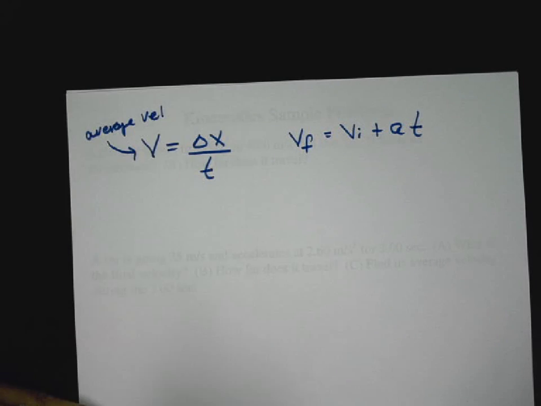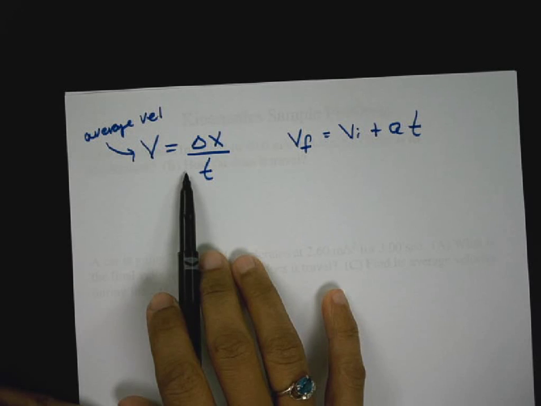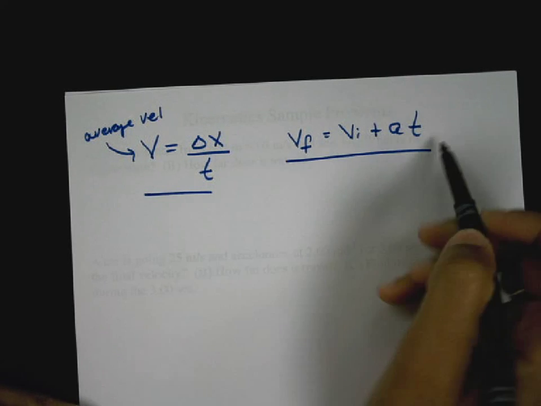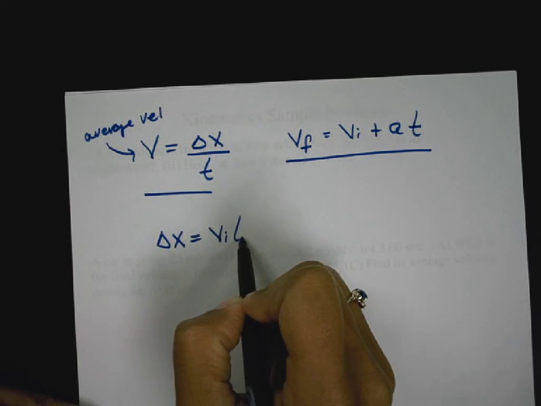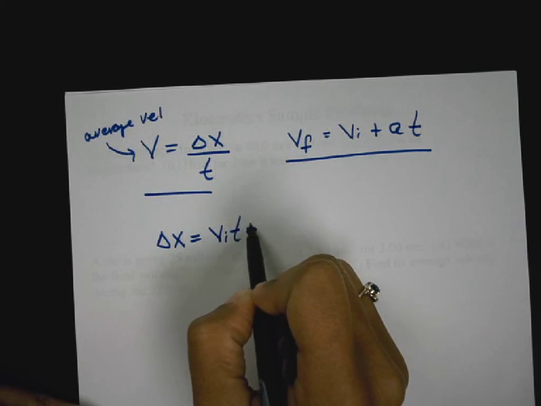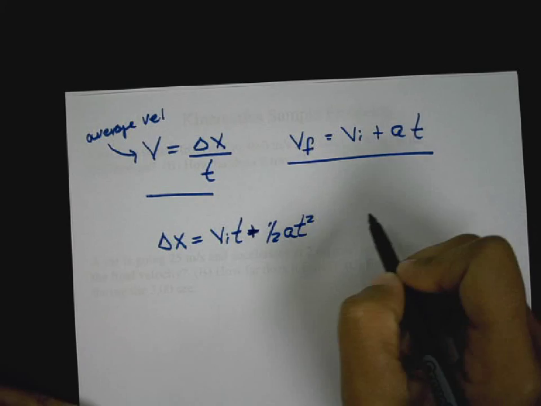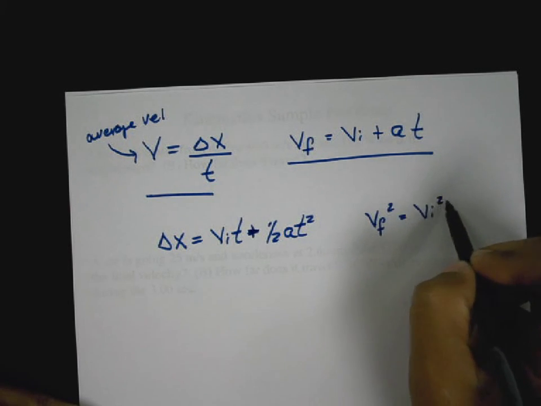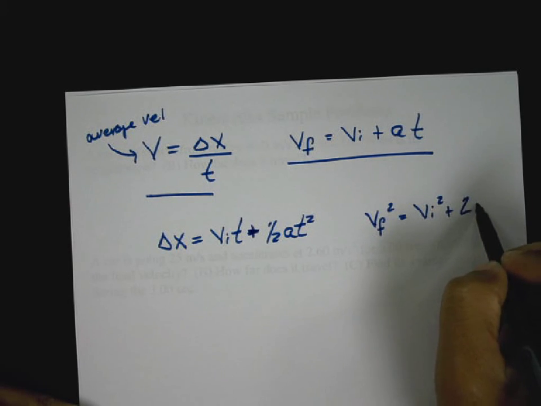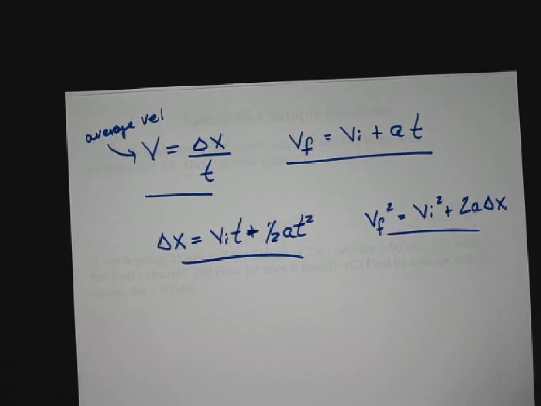A-V-E-R-A-G-E, average velocity. Okay, this is initial, this is final velocity, so these are different. In this, the velocity is changing. In this one, the velocity isn't changing. So I have this equation, I have this equation. I have the displacement in acceleration is equal to initial velocity times the time plus 1/2 acceleration times the time squared. And last, I have the final velocity squared is equal to the initial velocity squared plus 2 times the acceleration times the change in the displacement. Those are the 4 I gave you.